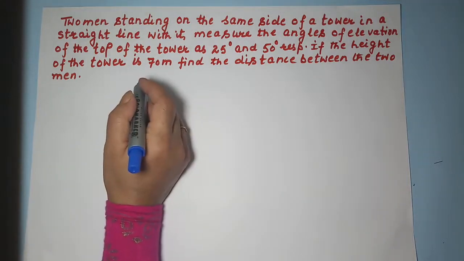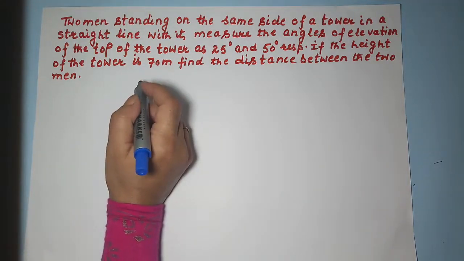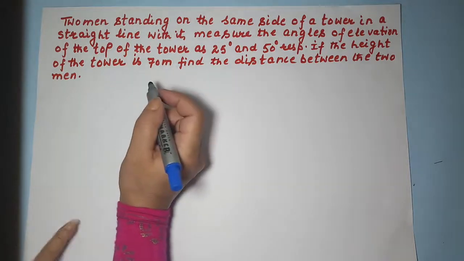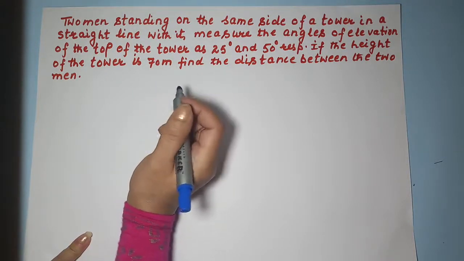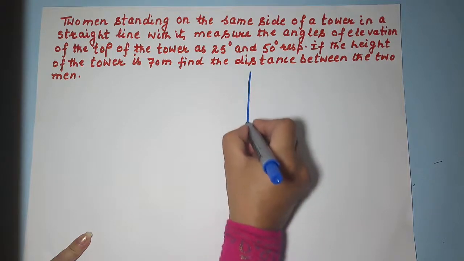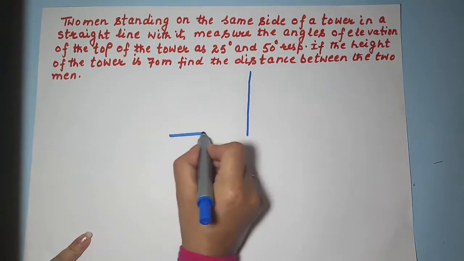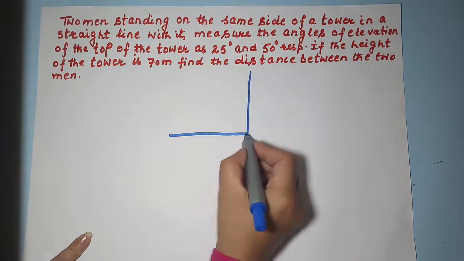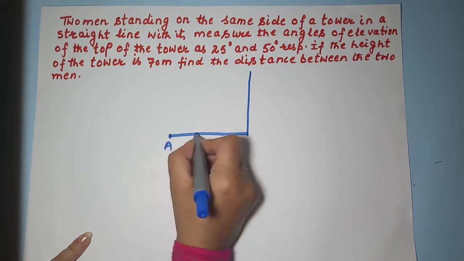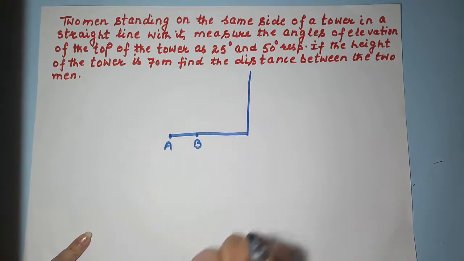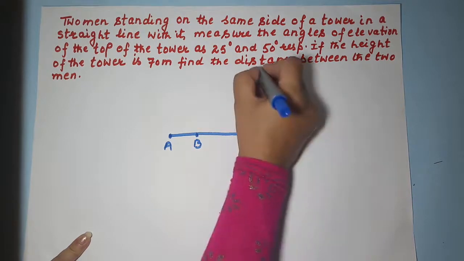One more. Now he's saying that two men standing on the same side of the tower in a straight line with it. So there is a tower. There are two men who are standing on the same side of this tower. Let these two men be A and another fellow be B. Let this be C and let this be D.